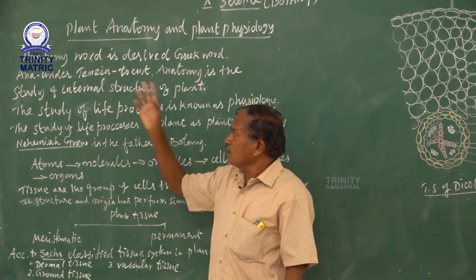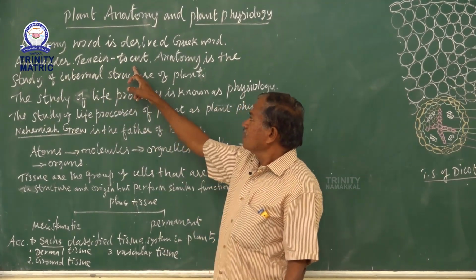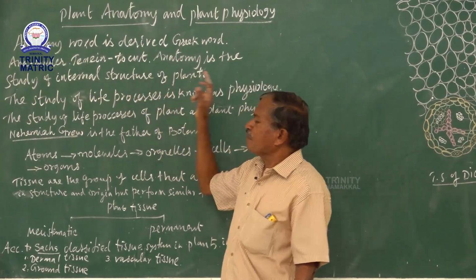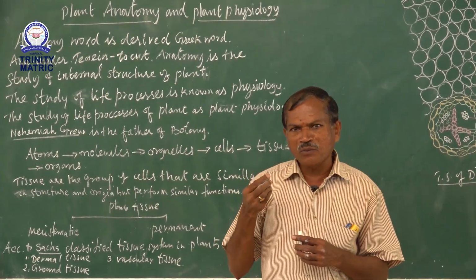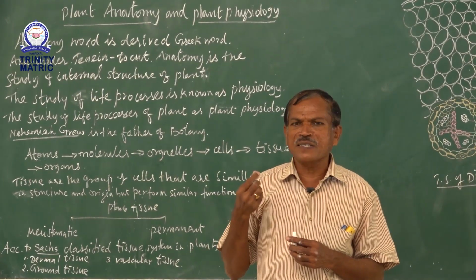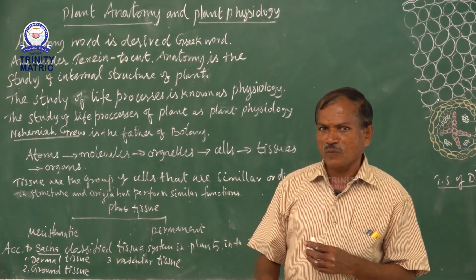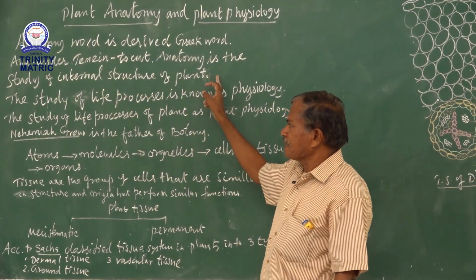So ana means under, tamen means to cut. So anatomy is the study of internal structure of a plant. Because the plant tissues are very minute in structure, we cannot see them with our naked eye; we can see them only under the microscope. So this is called the study of internal structure of a plant.